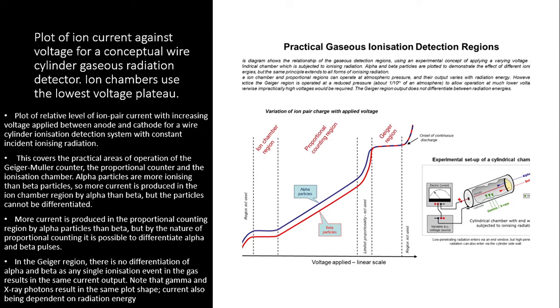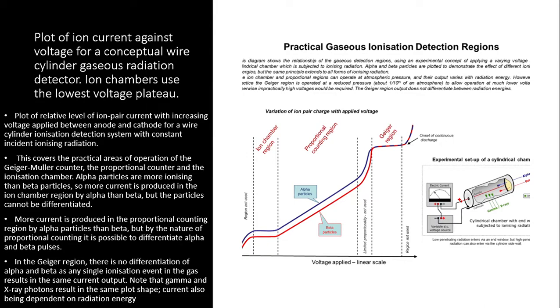Alpha particles are more ionizing than beta particles, so more current is produced in the ion chamber region by alpha than beta, but the particles cannot be differentiated.